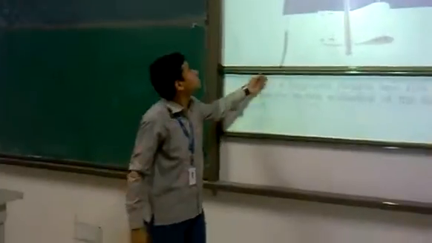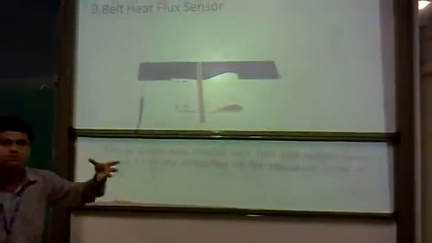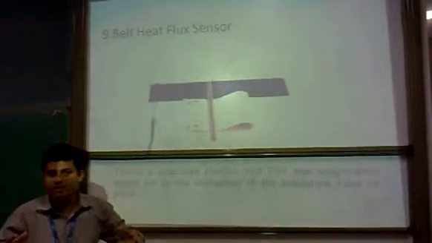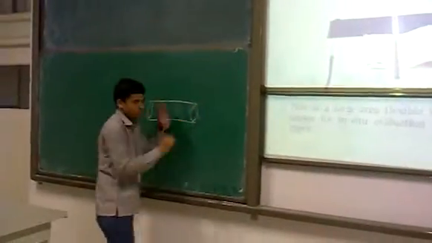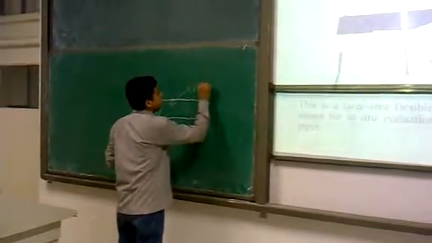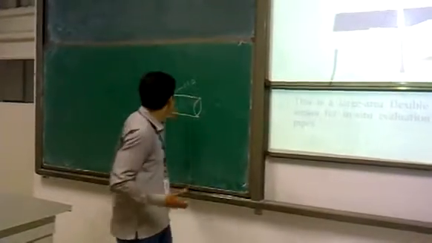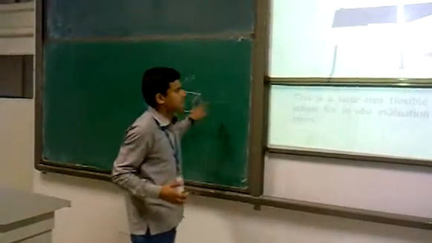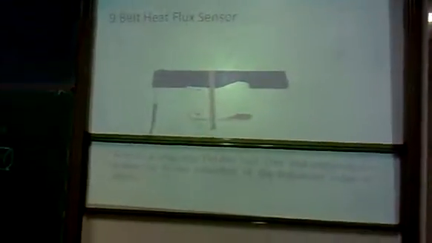Next we come to the next type of heat flux sensor, which is the belt heat flux sensor. This is most commonly used on pipes or in very high temperature areas. This type of sensor is placed like this. This is a pipe on a ship. It has very high pressure, up to 110 bar, and a tightly bound water layer. In this area, this sensor is placed to measure the heat flux inside the pipe.